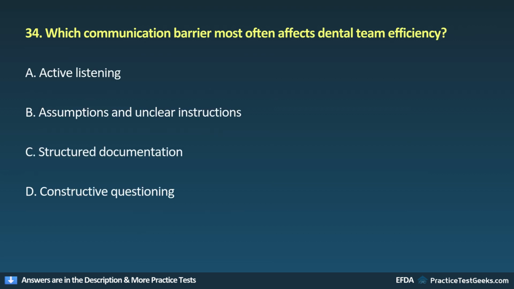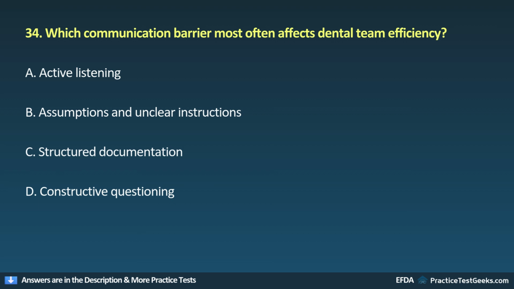34. Which communication barrier most often affects dental team efficiency? A. Active listening. B. Assumptions and unclear instructions. C. Structured documentation. D. Constructive questioning.